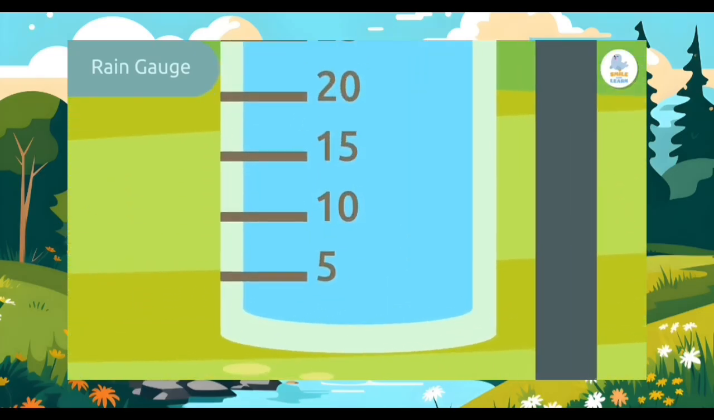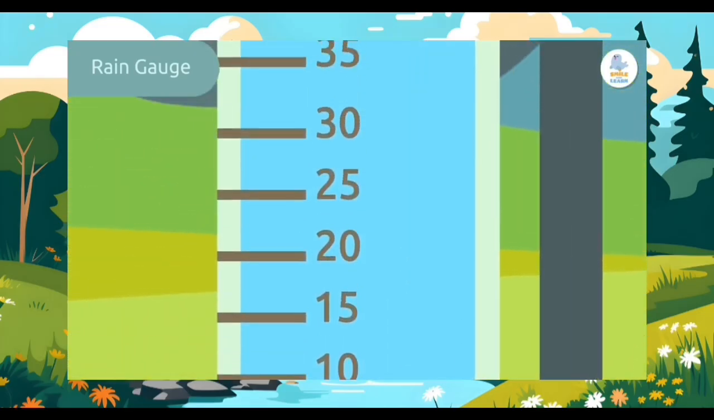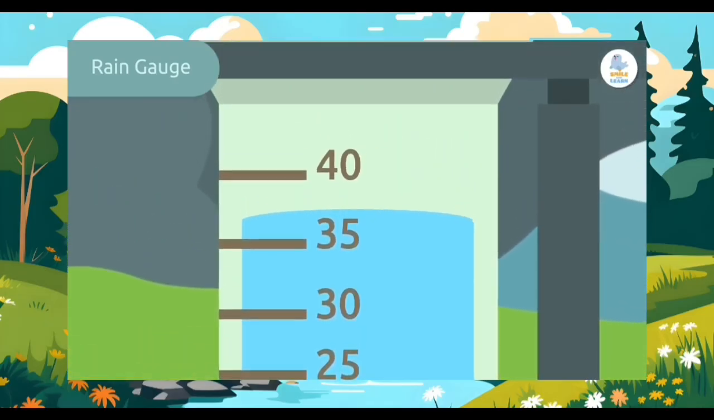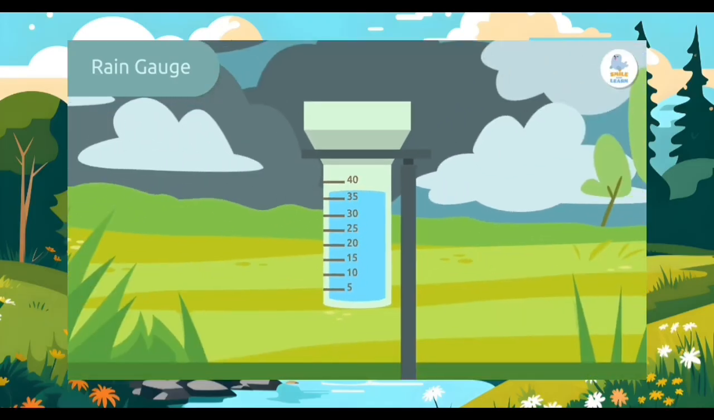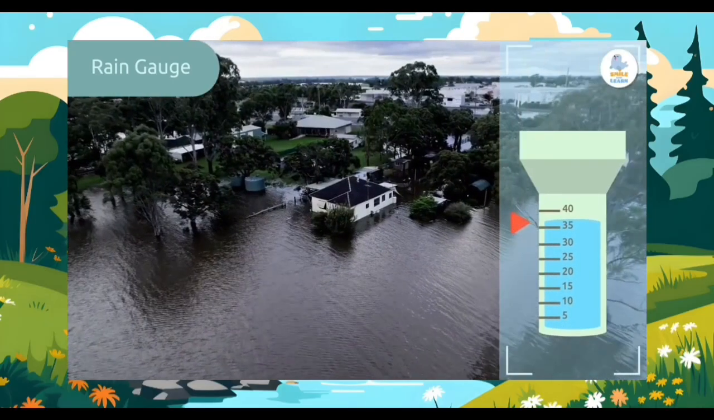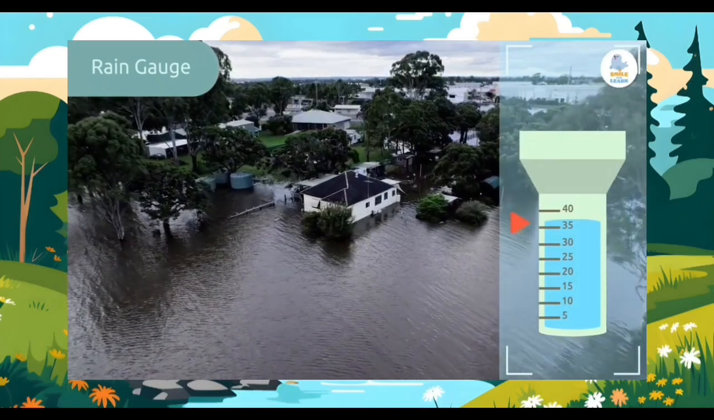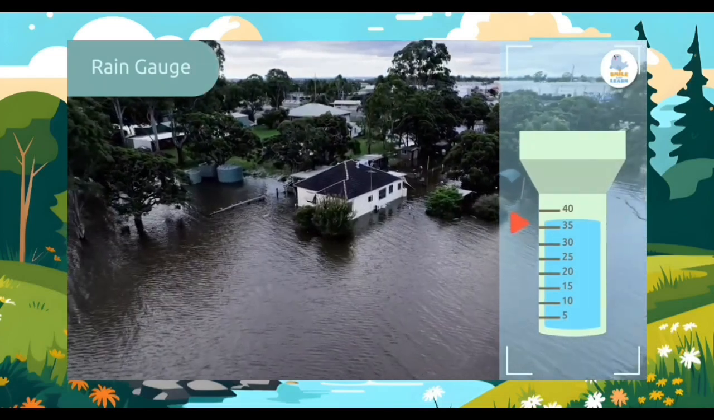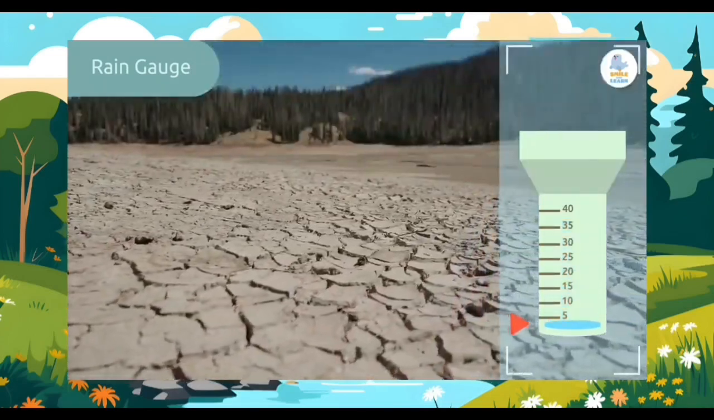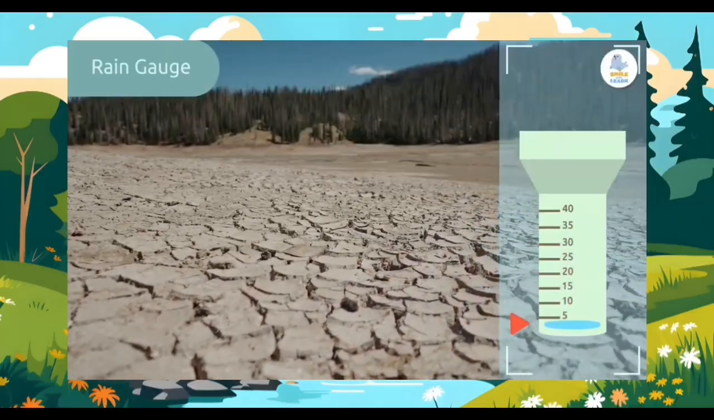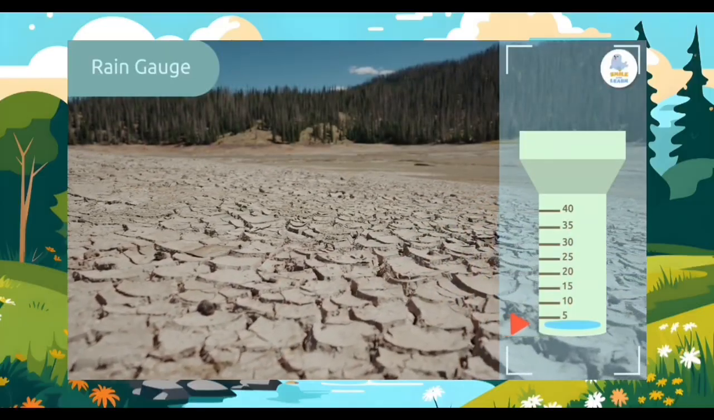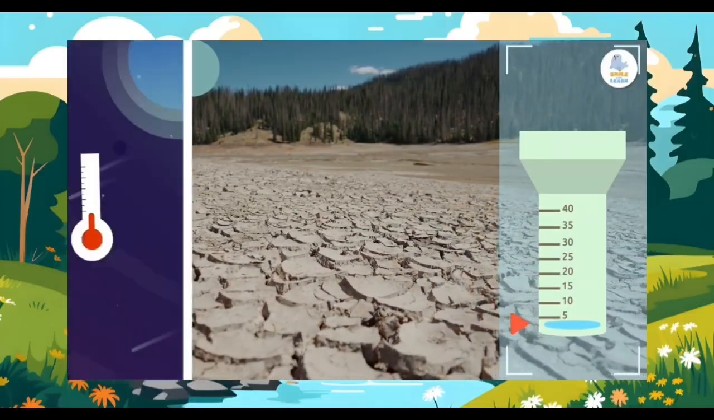When we look at a rain gauge, we can see the marks on the side. They indicate the amount of precipitation that fell. If meteorologists see that it has rained a lot, they can predict floods. If, on the other hand, meteorologists see that it has rained very little, they can predict droughts.